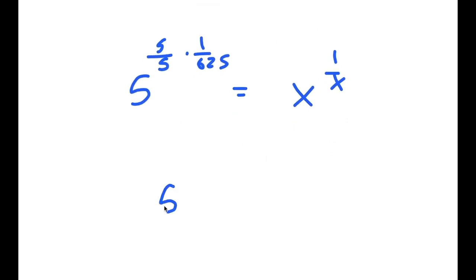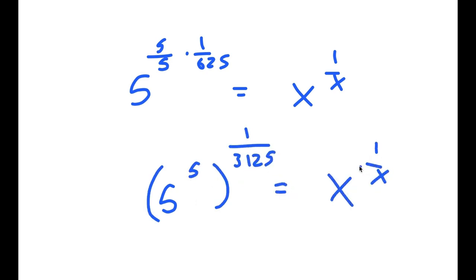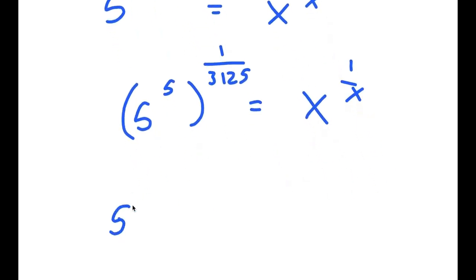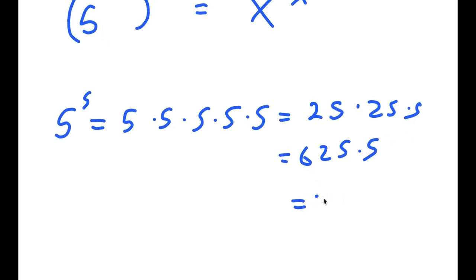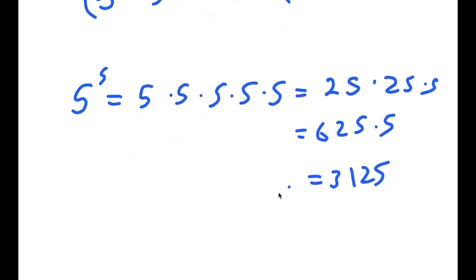So now I get 5 to the power of 5 to the power of 1 over 3,125 is equal to x to the power of 1 over x. Now 5 to the power of 5 is equal to 5 times 5 times 5 times 5 times 5, which is equal to 25 times 25 times 5, which is equal to 625 times 5, which is equal to 3,125.